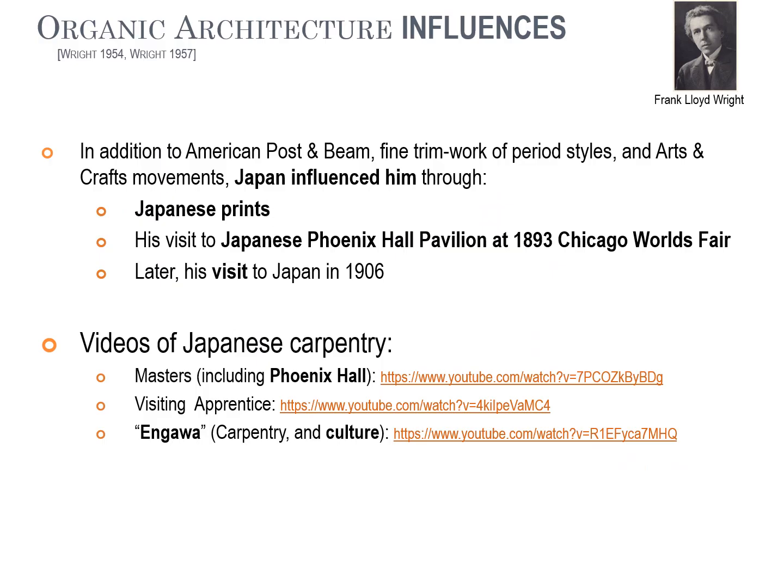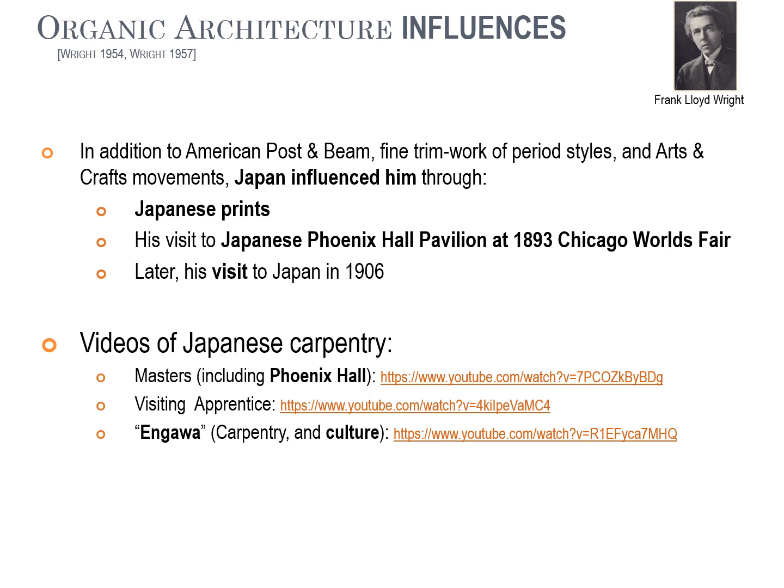Now we want to summarize some of Frank Lloyd Wright's organic architecture, his organic design and the beginnings of it. It was certainly influenced by Japanese culture and designs, including Japanese prints that he collected and was very interested in from early on. His visit to the Japanese Phoenix Hall Pavilion in the 1893 Chicago World's Fair, and then later he'll visit and design and live in Japan for 5 years.